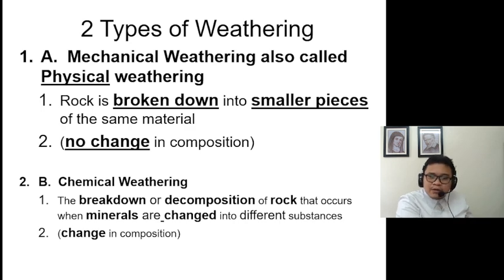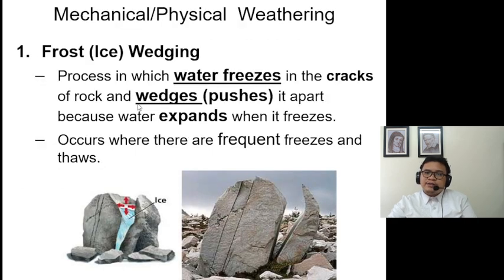Now, in chemical weathering, the breakdown or decomposition of rocks occurs when minerals are changed into different substances, and there is a change in the composition of the material, or shall we say the particles that have undergone weathering. So let's further discuss each of these types of weathering. First, let's go with mechanical or physical weathering.